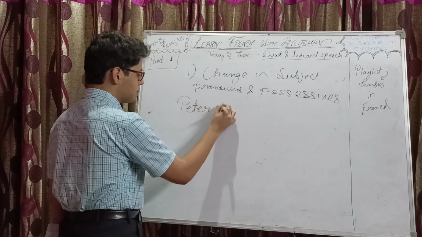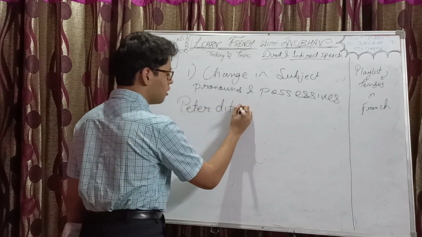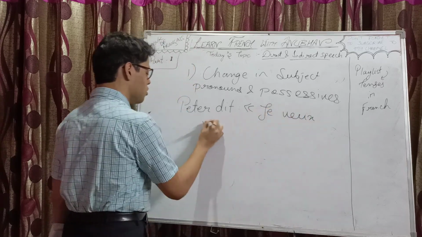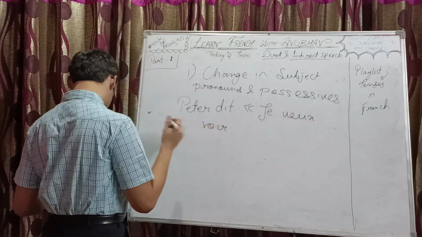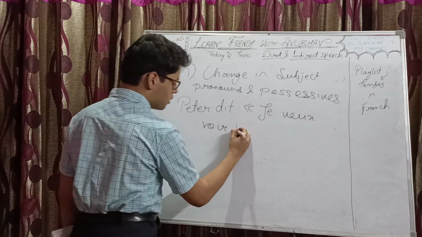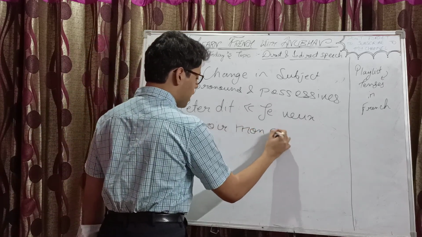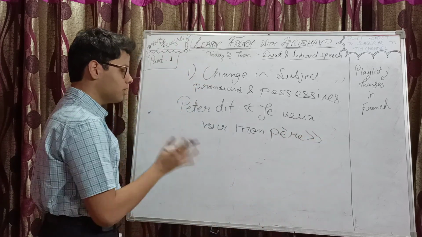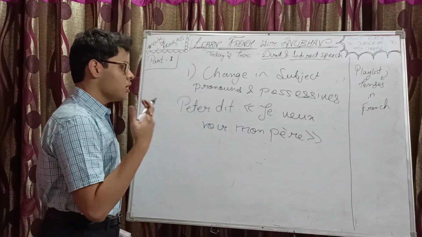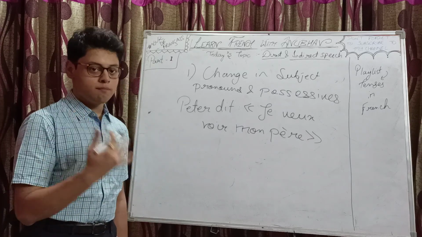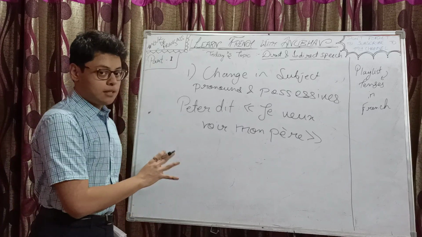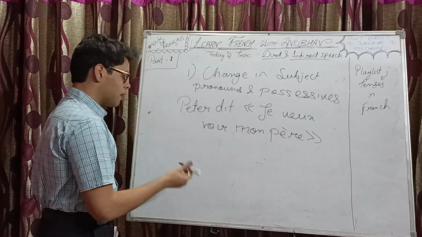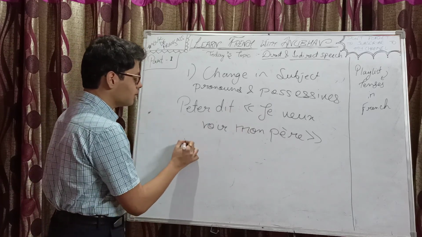Peter dit je veux voir mon père. I want to see my father. Okay, Peter dit je veux voir mon père. That's direct speech, like we are quoting the exact words. Now we need to make a reference without quoting the words directly.